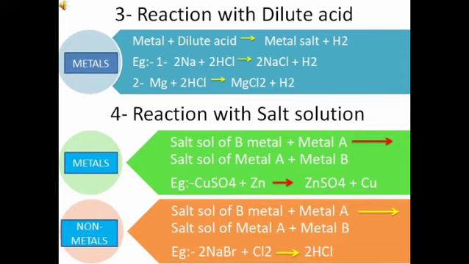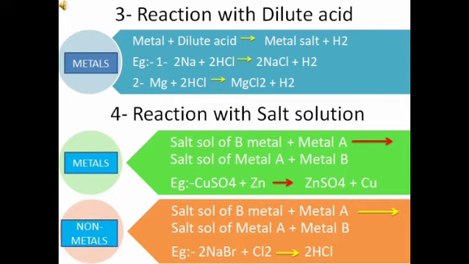On the other hand, nonmetals do not react with dilute acids. An important point to be noted is very dilute nitric acid, that is your HNO3, reacts with magnesium and manganese metals to evolve hydrogen. You can see the equation of that.